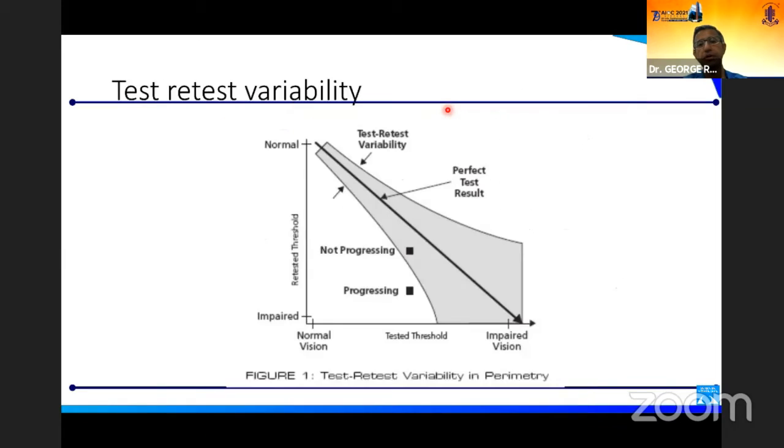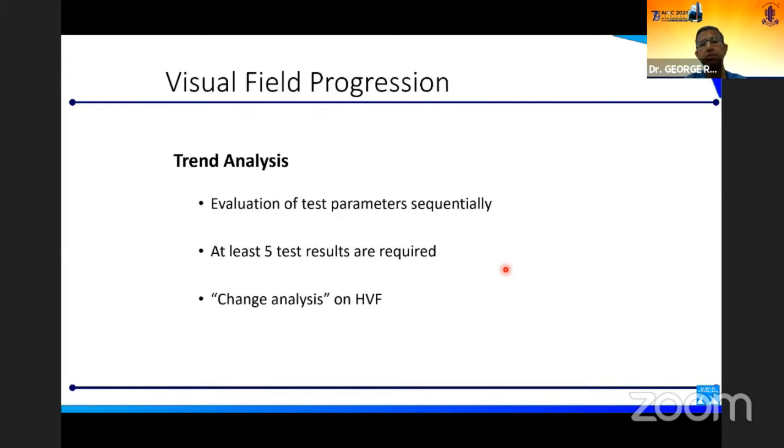This is more of a problem when you realize that there is test-retest variability, which means that every point actually fluctuates. A threshold which is here may be there next time. And as the defects are deeper, this fluctuation is also much more. So it's not possible to deal with all this information manually, which is the reason why you need to use progression software such as trend and event analysis.